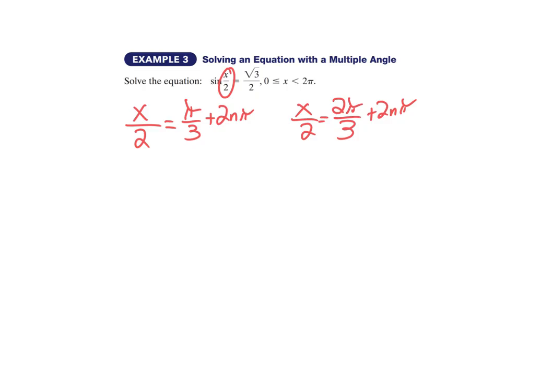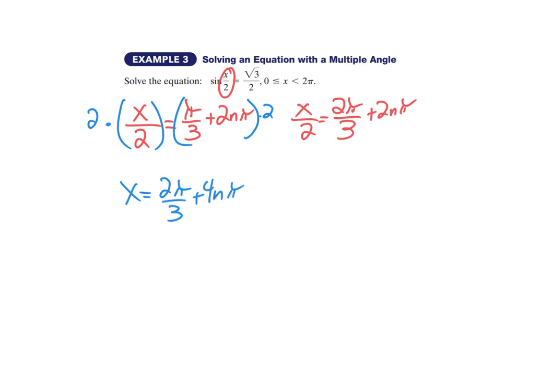because we have a multiple angle. So now, how do I get rid of a divide by 2? I'm going to times by 2. So x equals 2 pi thirds plus 4n pi. Do the same thing to the other equation. x equals 4 pi thirds plus 4n pi.